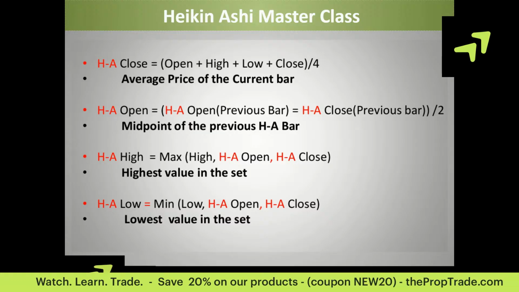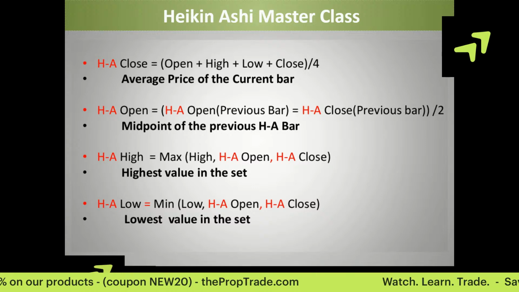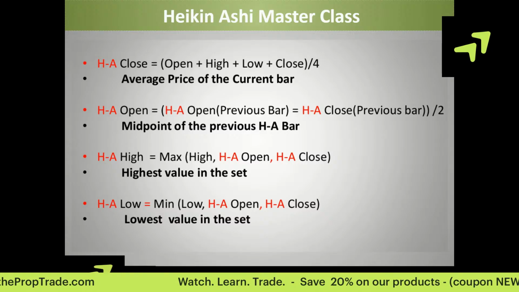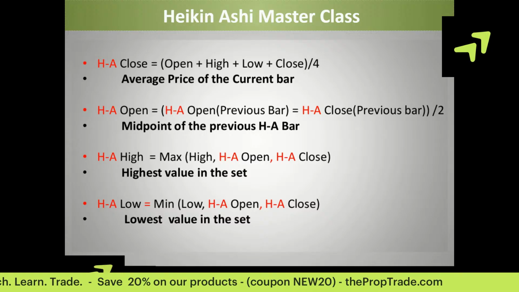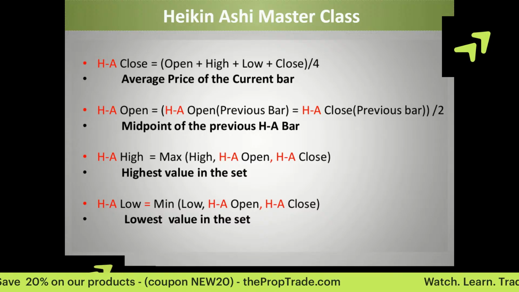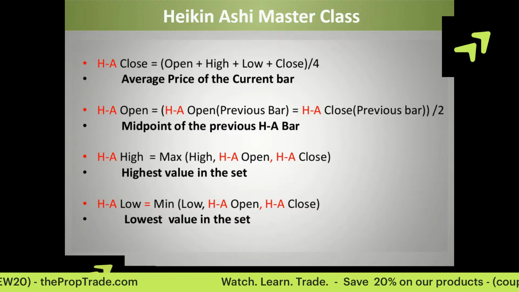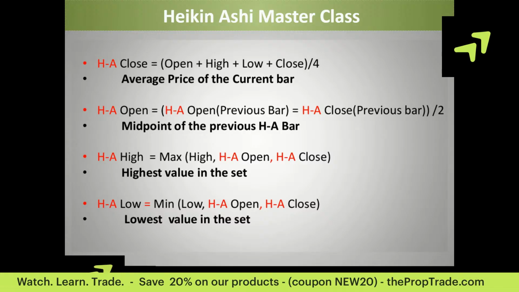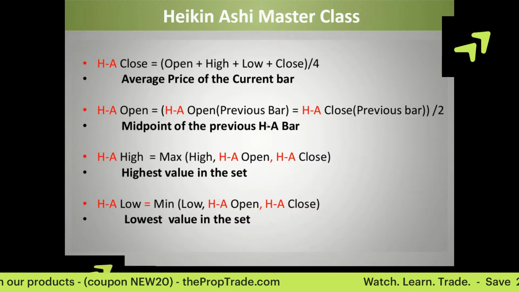The high point on a Heikin-Ashi bar, whether it's the body of the candle or a wick to the upside, is the highest value of the set, the set being the 2 candles we're creating. So the Heikin-Ashi high is the maximum of the high, the open and the close. And the flip side, the low point of the Heikin-Ashi candle, is the minimum value of the previous set.